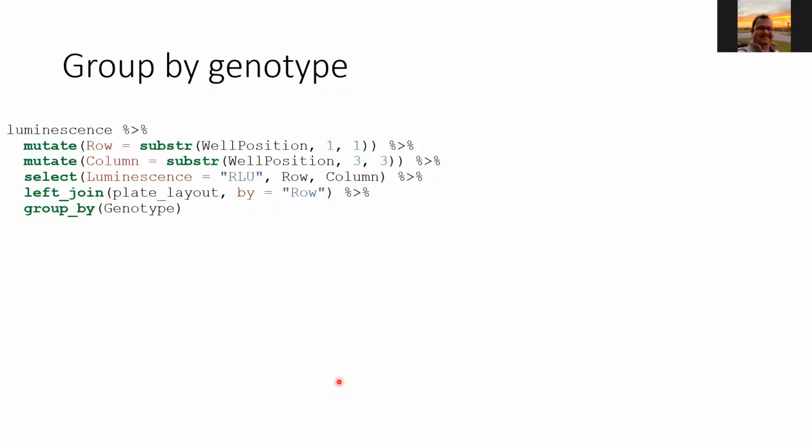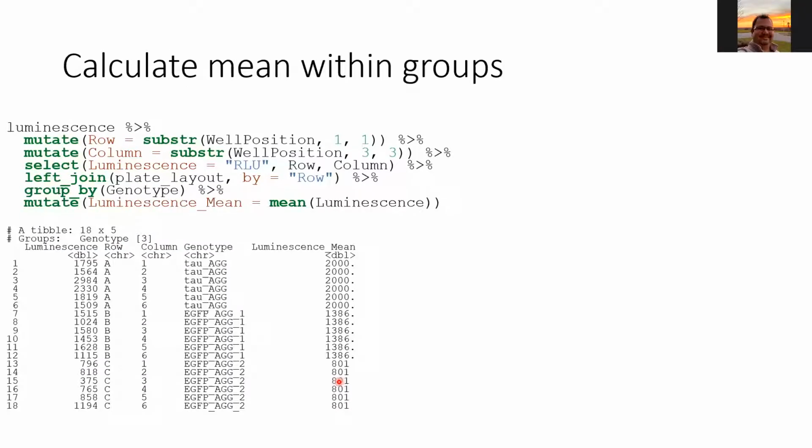Next, we group by genotype, and we calculate the mean within groups. And we add it as a new column. We could do this with summarize, but then we would lose all the rest of the data. We would lose the individual values, and all we would be left with is a data frame that just says the group and the mean. But we don't want to do that. What we want is a new column that contains the mean, and we want to retain all the other data. So we're going to use mutate instead of summarize.